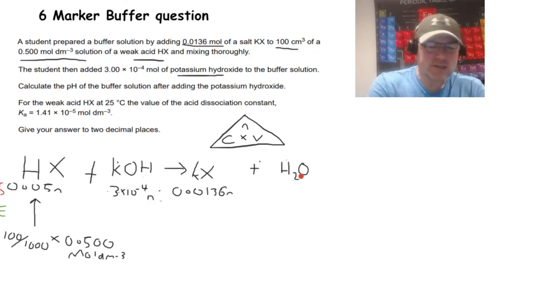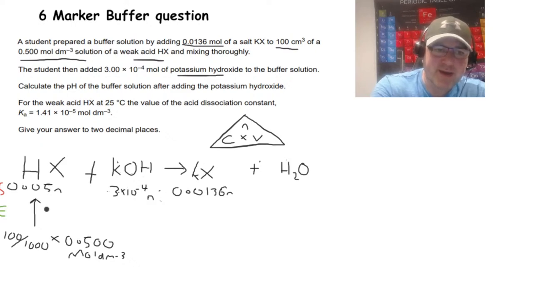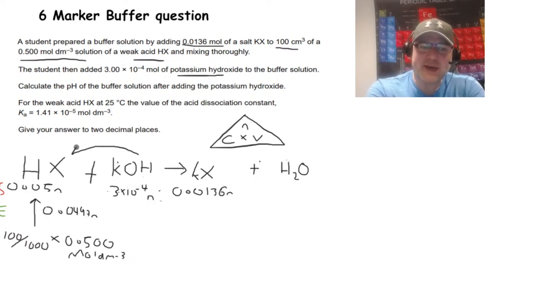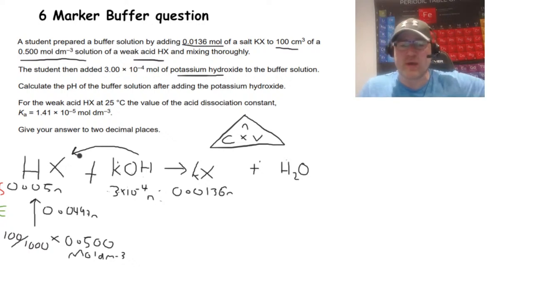So we're going to do 0.05 minus 3 times 10 to the minus 4. And that's going to give us 0.0497. You might say, well, what's happened there? Well, we added this base, and this base has neutralized that acid. It's a one-to-one reaction, so we don't need to multiply it by 2 or anything.